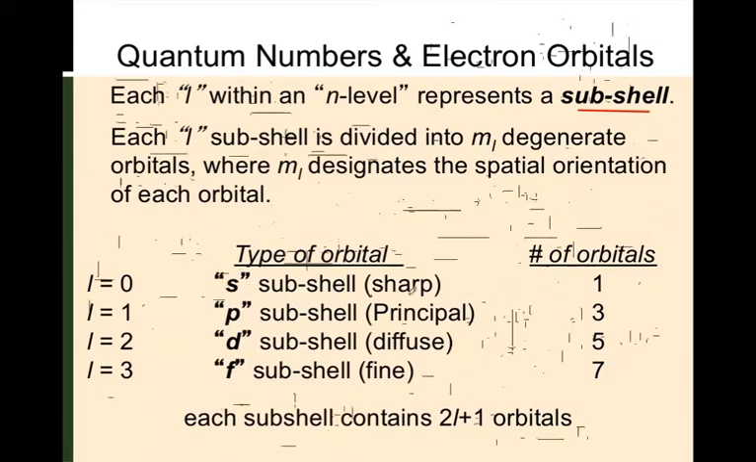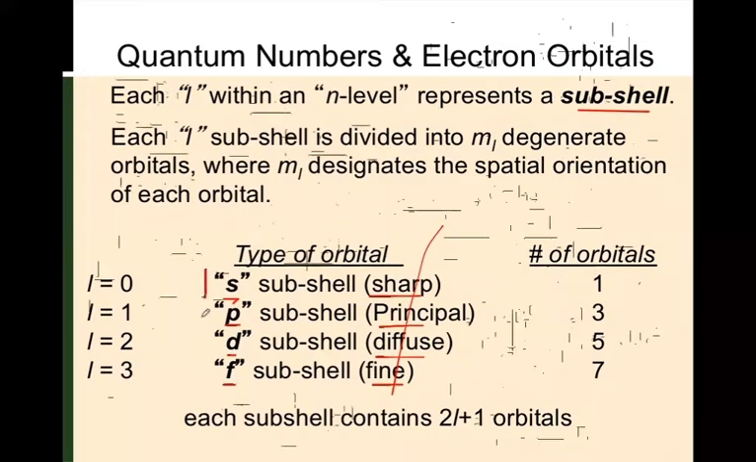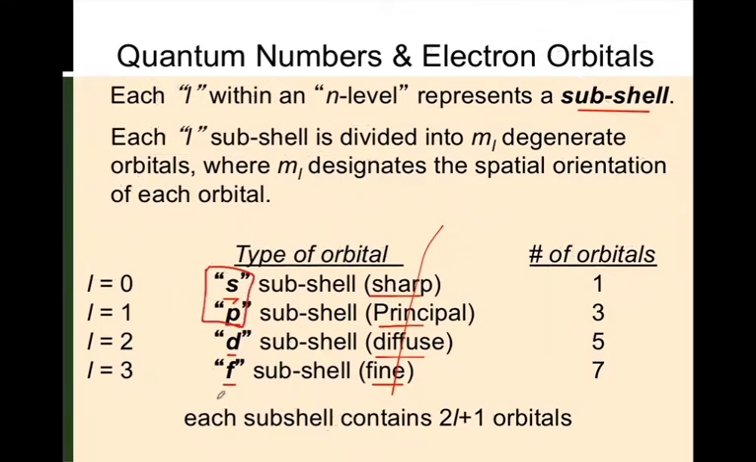And they also have these sharp, principal, diffuse, and fine. Those are not really used much. It's usually just S, P, D, and F. And for our purposes, we'll only really be dealing with S and P orbitals, but D orbitals can come up, and F orbitals very rarely.